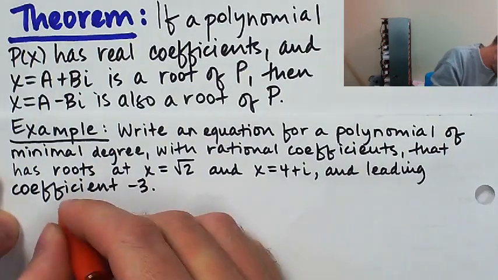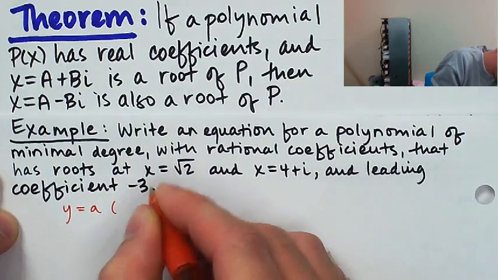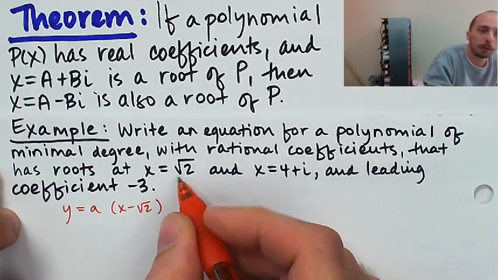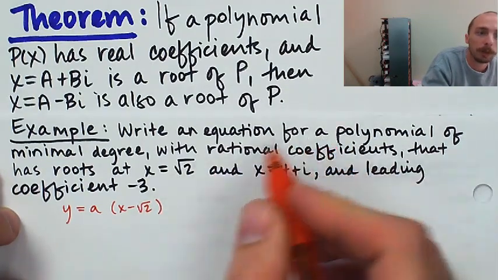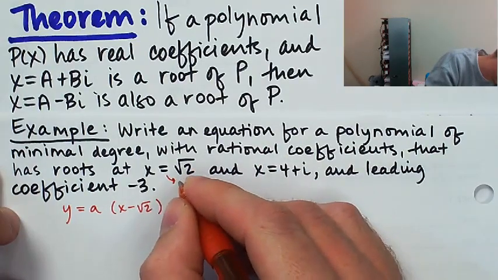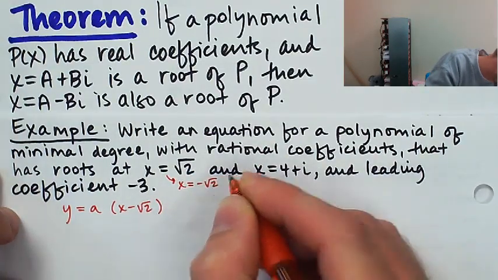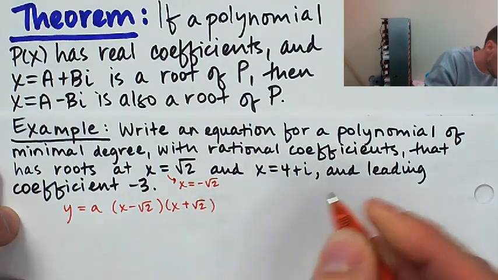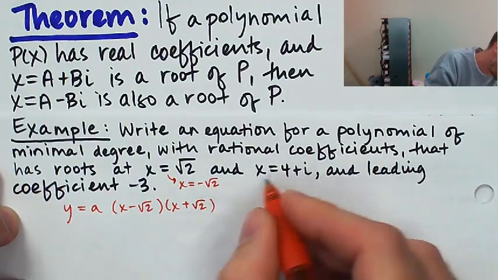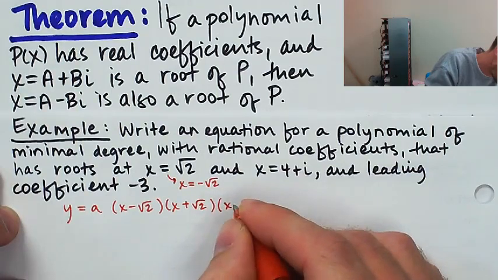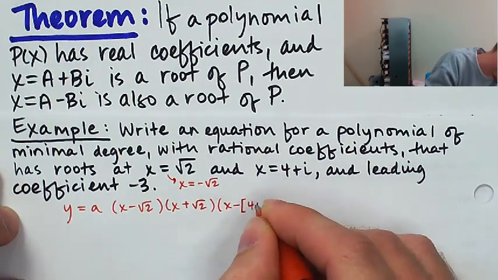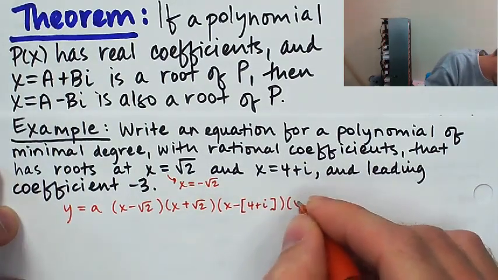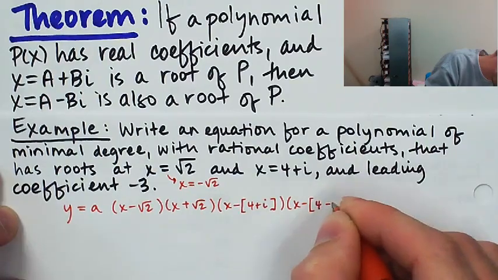So, okay, I'm going to have y equals some number times x minus the square root of 2. Now, if I know that x equals square root of 2 is a root of a polynomial with rational coefficients, in the last unit we learned that that means that x equals the negative square root of 2 needs to also be a root. So x minus the negative square root of 2. Okay. Over here, x equals 4 plus i. Okay, so I like to kind of just put brackets around this to remind myself that I need to distribute and kind of be careful with the negative sign. And then x minus 4 minus i.